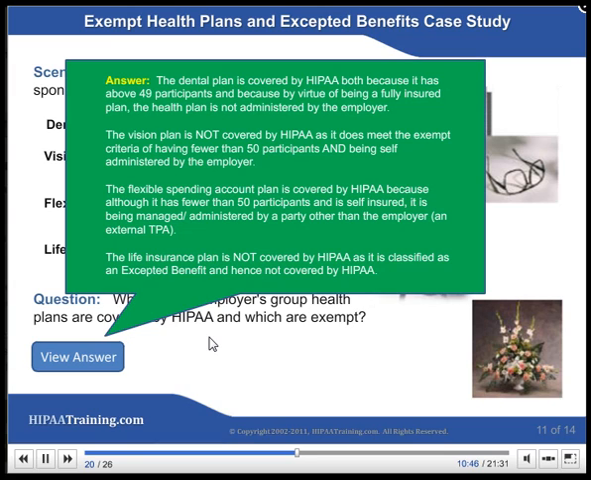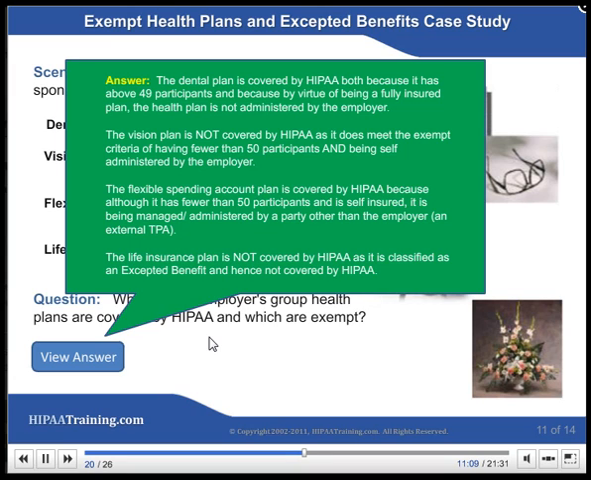Answer: the dental plan is covered by HIPAA both because it has above 49 participants and because, by virtue of being a fully insured plan, the health plan is not administered by the employer. The vision plan is not covered by HIPAA as it does not meet the exempt criteria of having fewer than 50 participants and being self-administered by the employer.